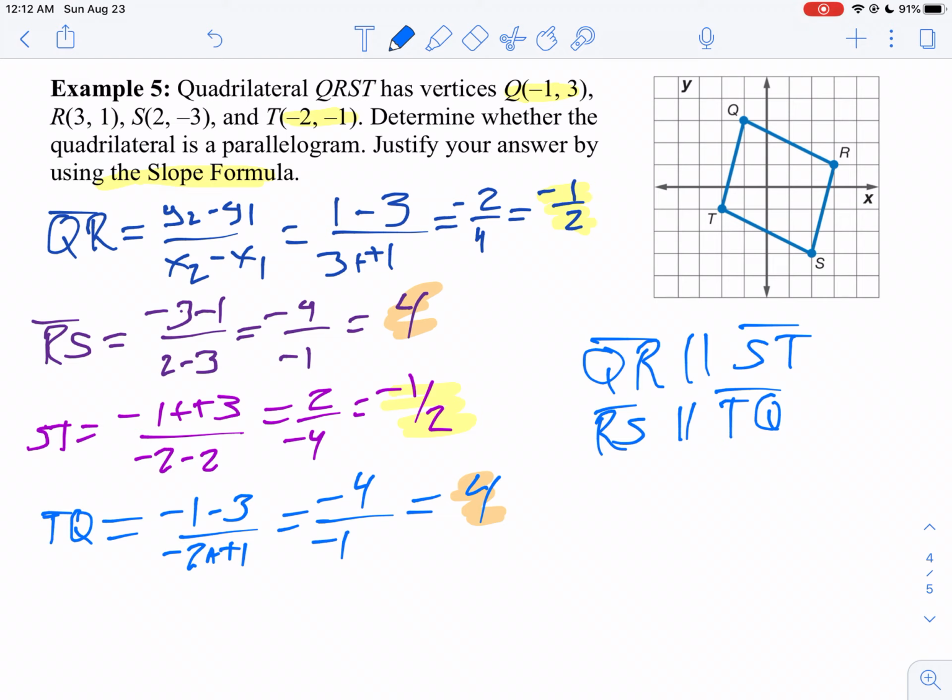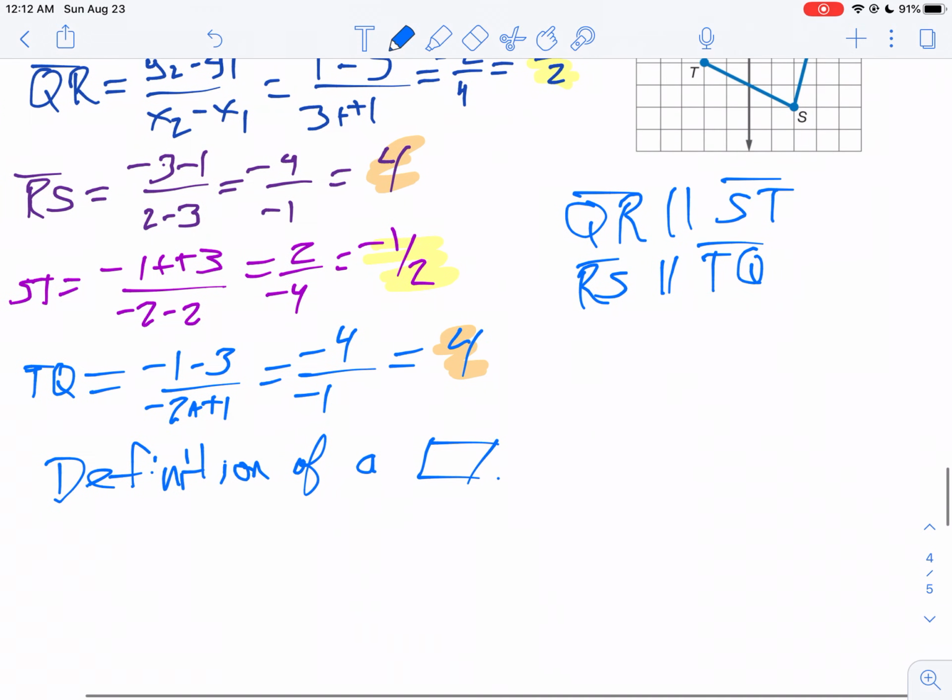So we would say the reason that this is a parallelogram is the definition of a parallelogram, which I'm going to write down. Definition of a parallelogram. When I say definition of a parallelogram, we're saying both pairs of opposite sides are parallel. If you want to write both sets of opposite sides are parallel, you could.